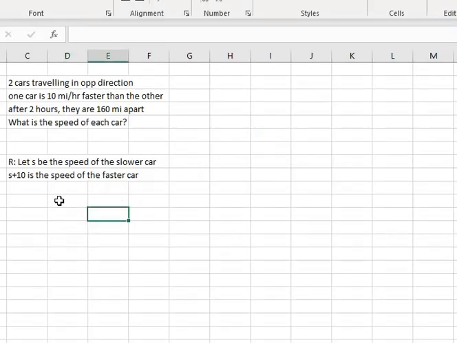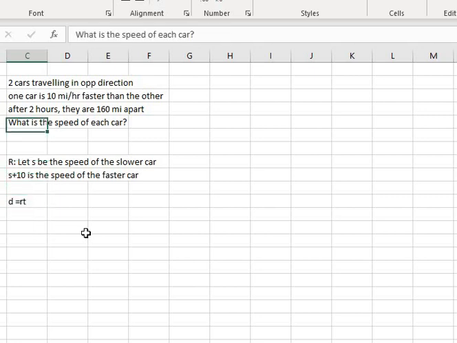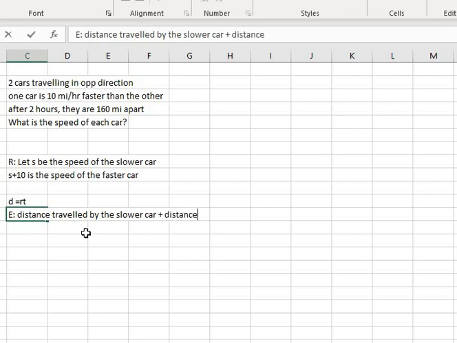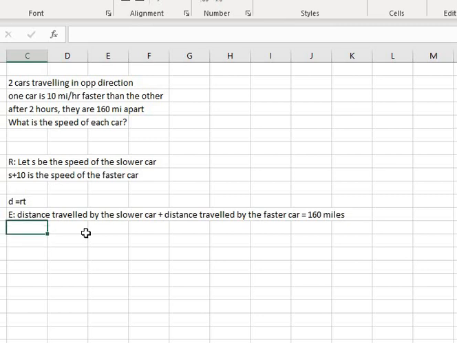So recall that distance is equal to rate times time. Because they traveled for 2 hours, we can now form our equation: the distance traveled by the slower car plus the distance traveled by the faster car is equal to 160 miles. So we're going to have our equation there.